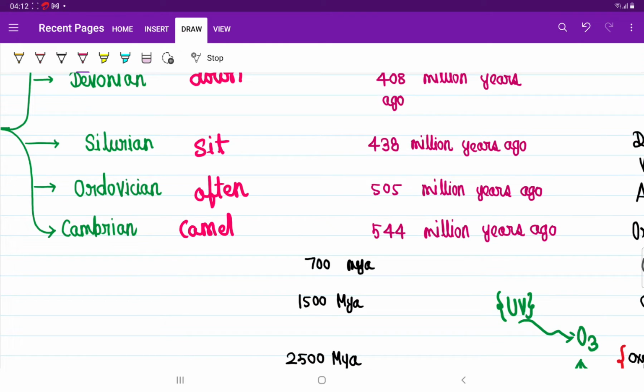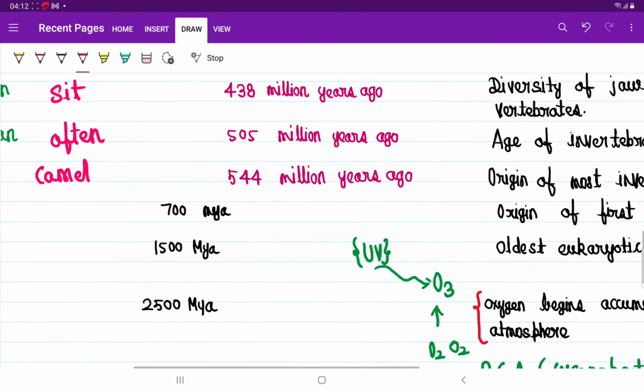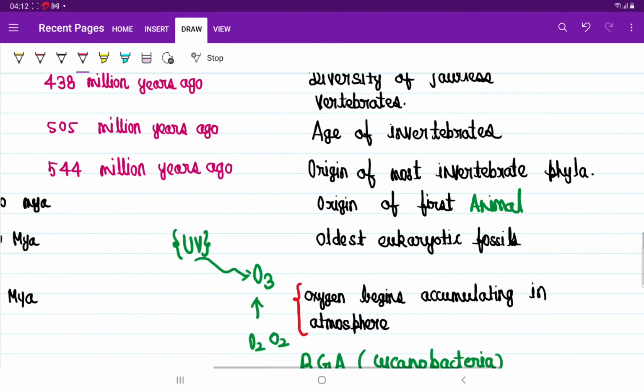And see different kinds of evolutionary phenomena that happened in the Cambrian period. Students, in this Cambrian period, our first invertebrate phylum was originated. And then we have Ordovician. In this Ordovician, the invertebrate animals were dominant on this earth.